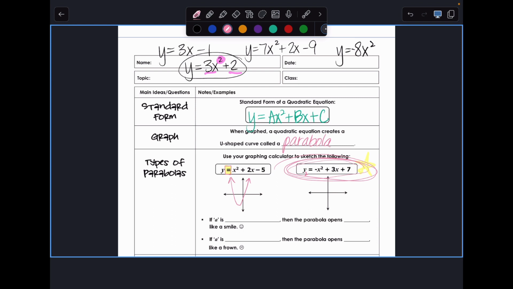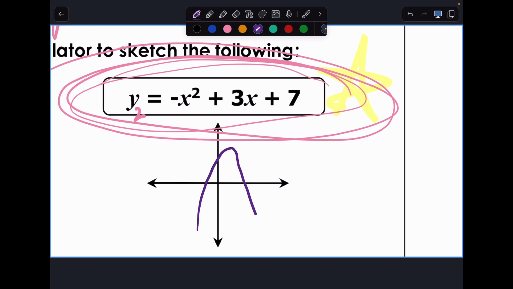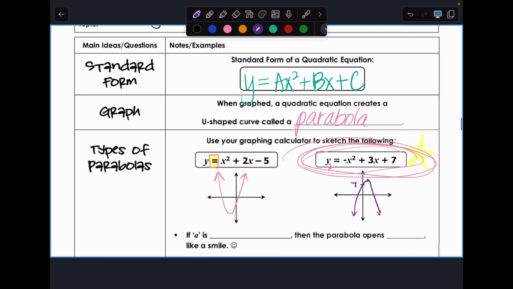You sure? All right, so did you sketch it? Did you sketch this one? Something like this? Where this is at 7, and then we have a vertex somewhere here. This one should be -5. How did I know those are my y-intercepts? Because they're mentioned in the problem.